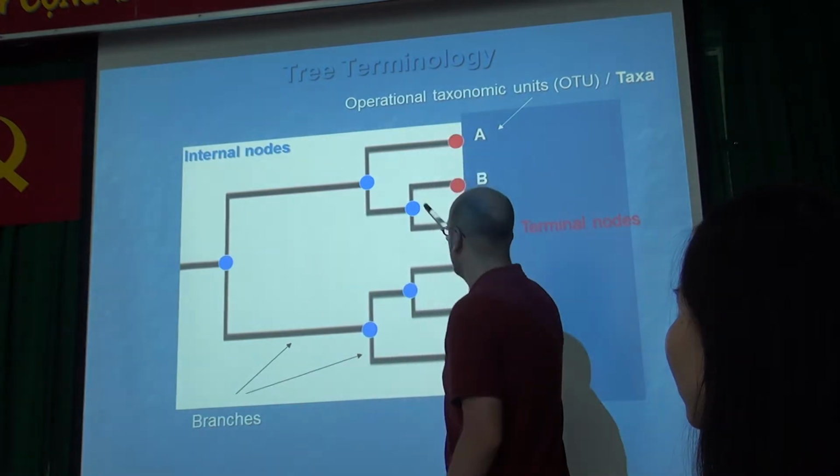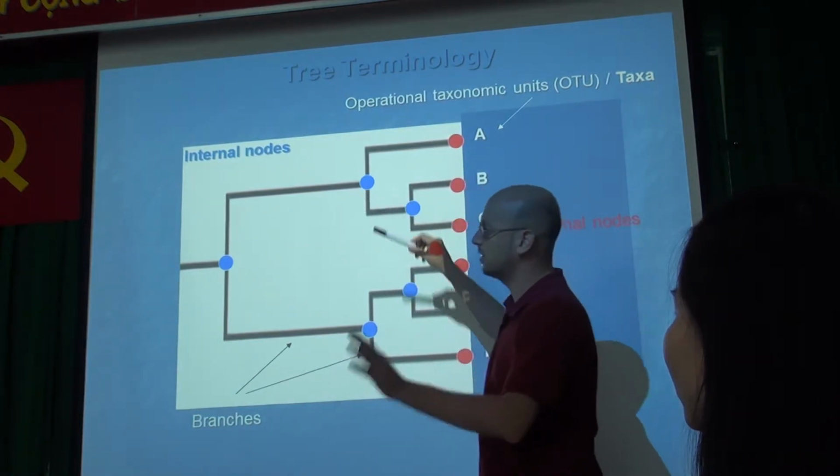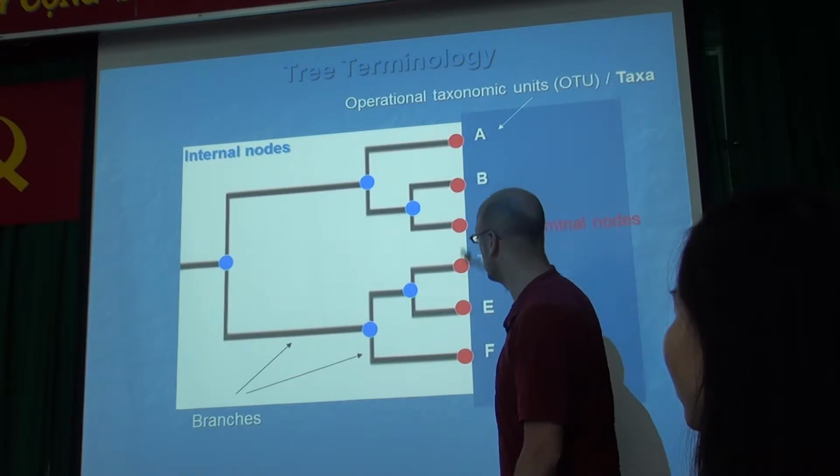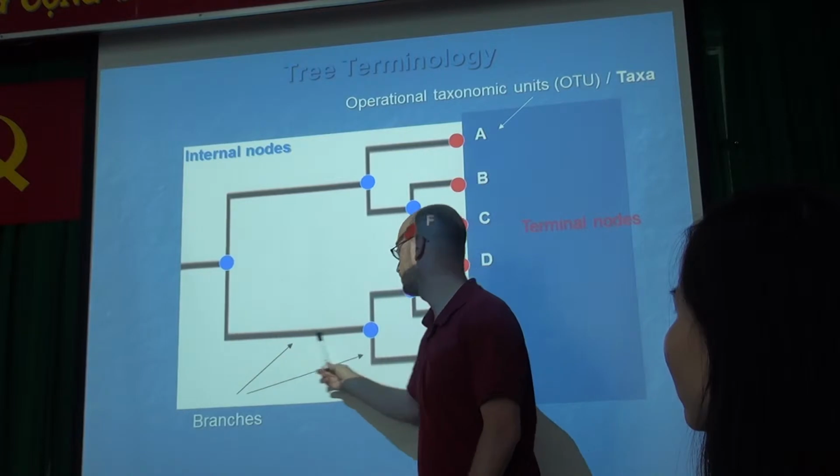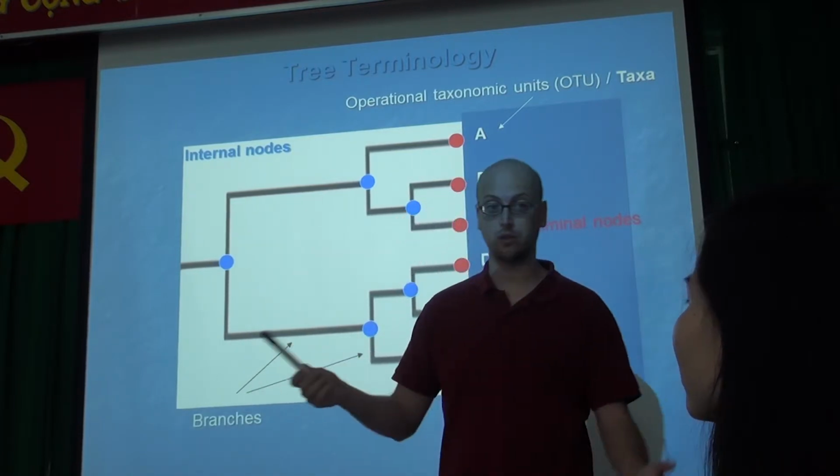So, these are called internal nodes. It's not so important. These are called terminal nodes. And these are called branches. So a tree must have a branch.